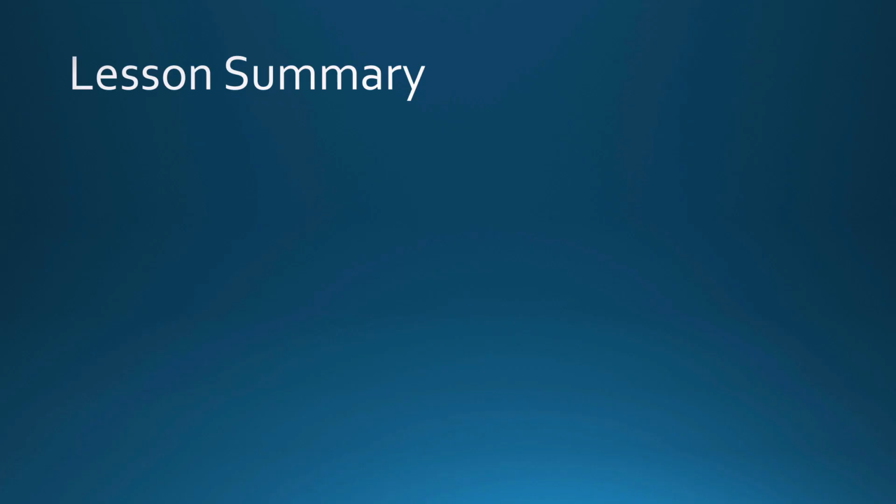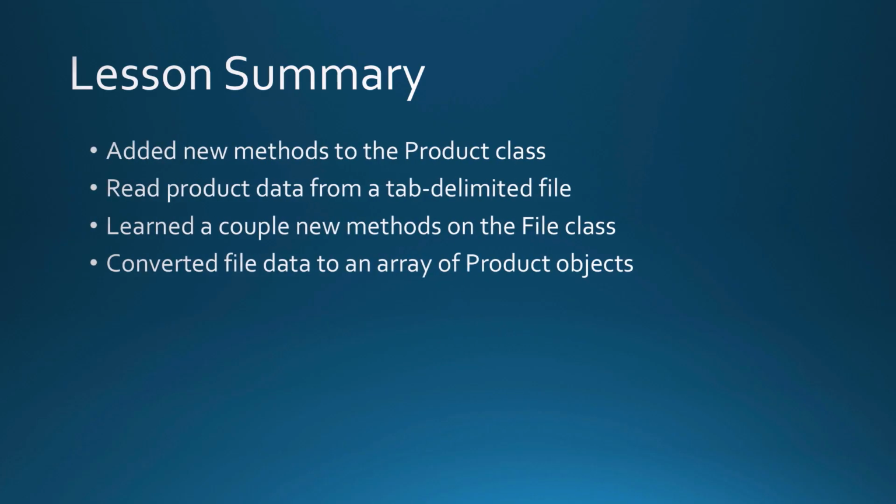In this lesson, we added new methods to the product class. One of those methods read product data from a tab-delimited file. We learned a couple new methods on the File class, like File.Exists and File.ReadAllLines. We then converted that file data to an array of product objects.